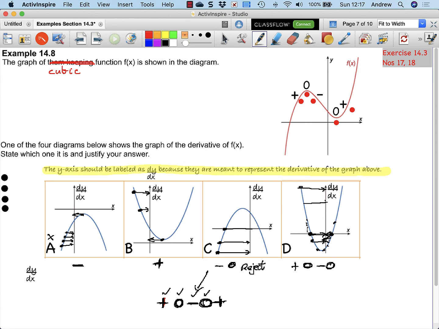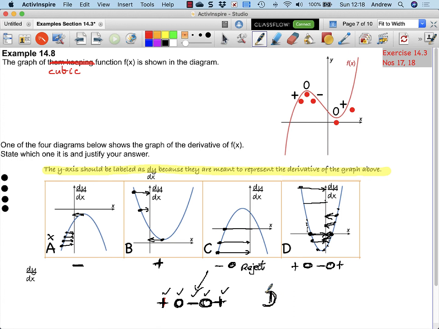Now onto this section of the curve. What dy by dx value does it give me here? It gives me positive ones. So now it matches. So D is the answer, and that's the justification for it. So the answer is D.